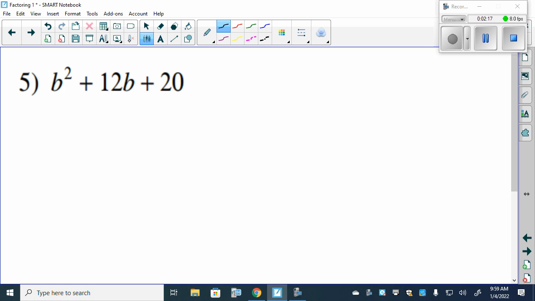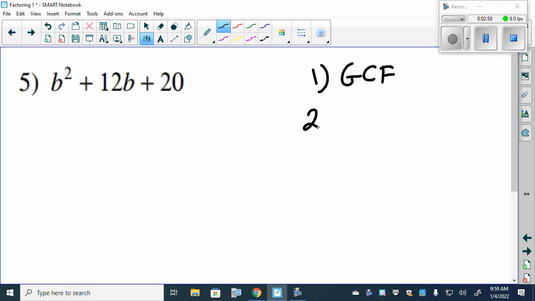Now this first one here, b squared plus 12b plus 20. Whenever we factor, the first thing we need to be looking for is a greatest common factor. Is there a like term in all 3 terms? We have b squared, 12b, and 20. If it had a common factor of b, so b cubed, b squared, and b, we could factor out b. But here, there really isn't a like term in all 3 except for 1, but factoring out 1 really doesn't change anything.